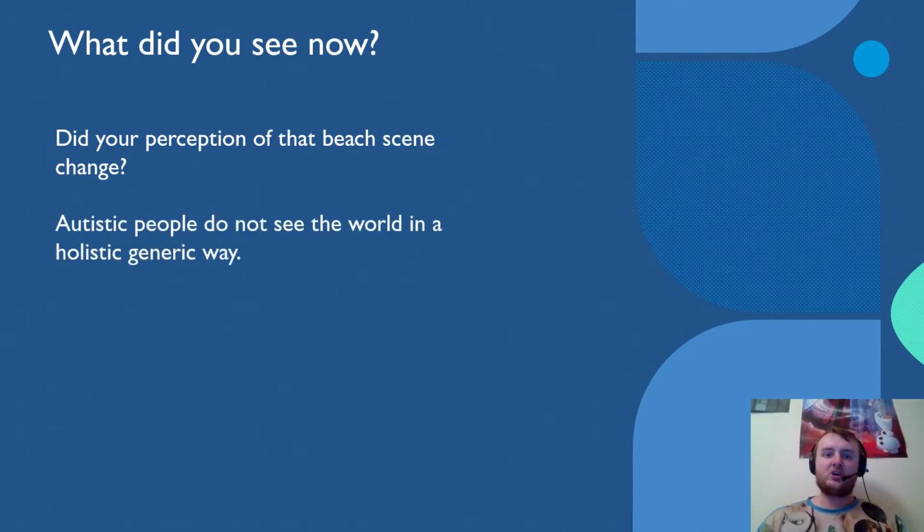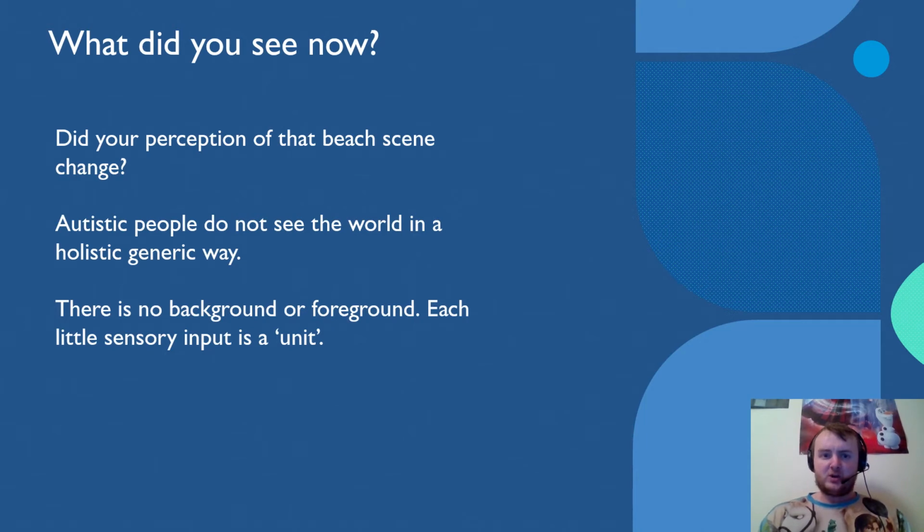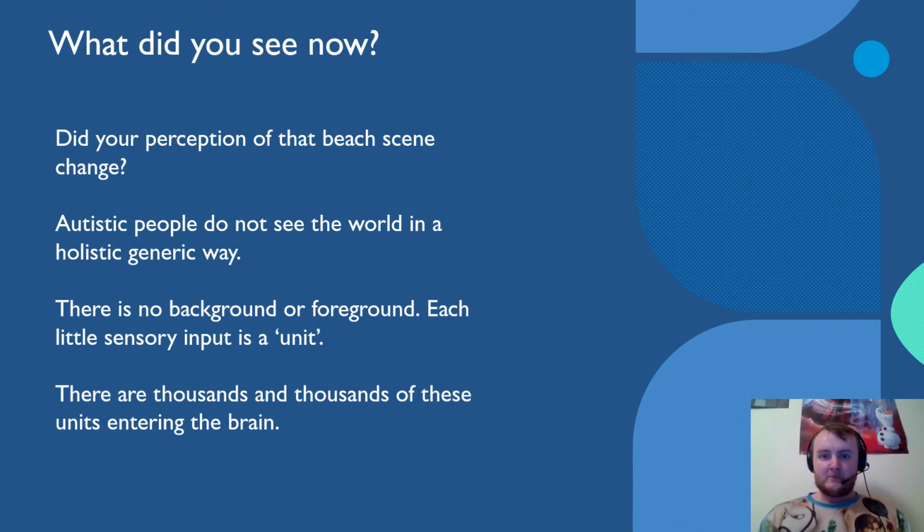It is important to recognize how viewing things holistically may pose as a challenge to autistic individuals, as I will explain in the next few slides. For the autistic person, there is never a background or a foreground or middle ground, but each little detail of sensory information I am going to call a unit. And in a world that is still unfriendly towards autistic people, these units are everywhere. There are literally thousands and thousands of these little inputs entering the autistic brain every single second, so much so that it is very easy to experience sensory overload.